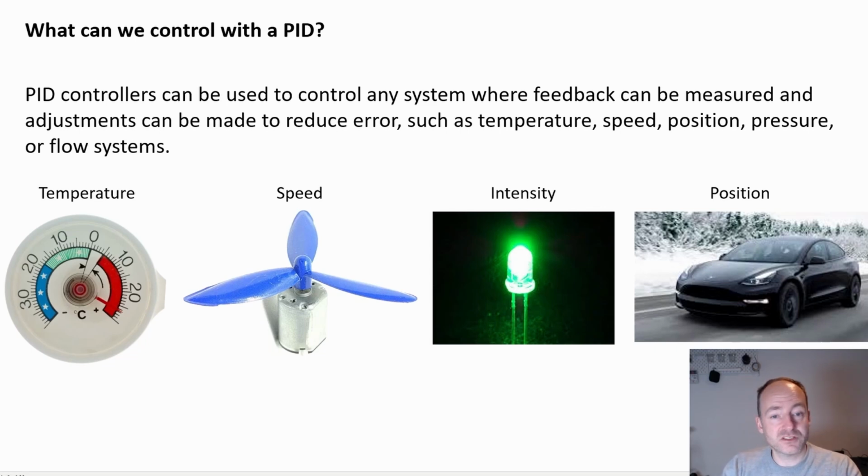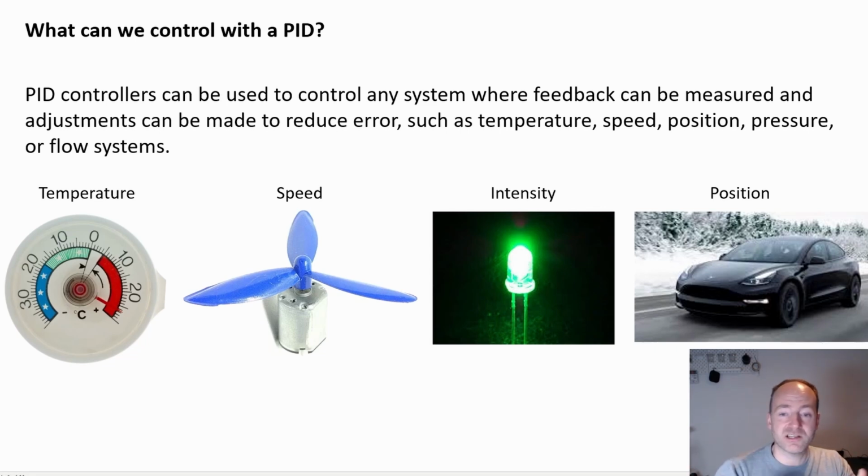We've got temperature, speed, intensity and position. So here we need a sensor, so it could be a thermocouple for the temperature, or it could be a light dependent resistor for the intensity, or a radar for the position. So you have a sensor.